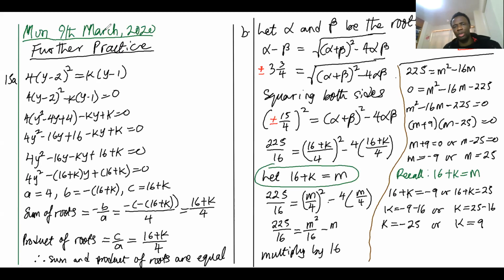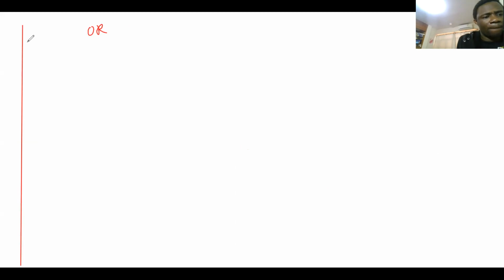Now, the second approach will be to do the full expansion. So let's do that. When you are solving the question, you do not put "or" here. I don't want to see that. So "or" will be from here. Okay, this is one method.